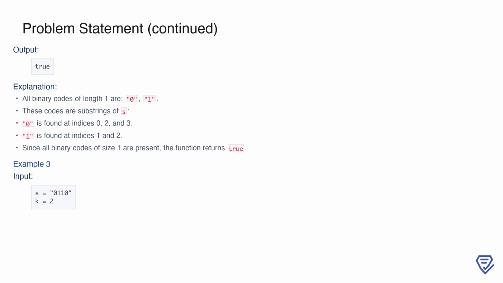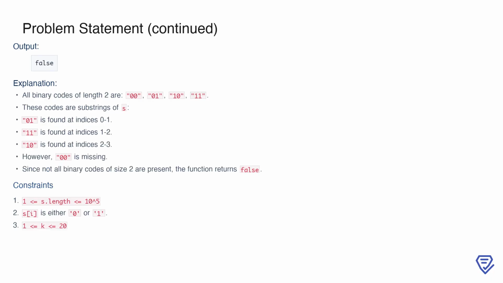For the second example, s is 0110 and k is 1. Here, we are checking for all binary codes of length 1, which are simply 0 and 1. In the string s, 0 appears multiple times at indices 0, 2, and 3, while 1 is found at indices 1 and 2. Since both 0 and 1 are present in the string, the function returns true. This demonstrates that even with smaller values of k, the binary codes can still be checked effectively.